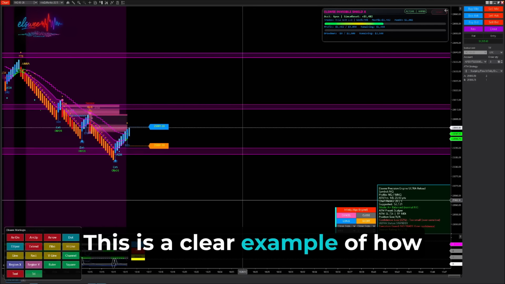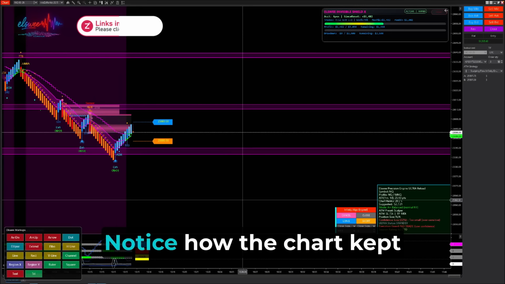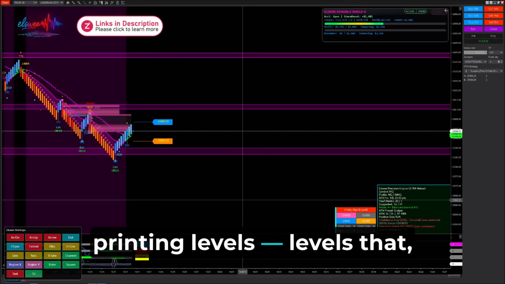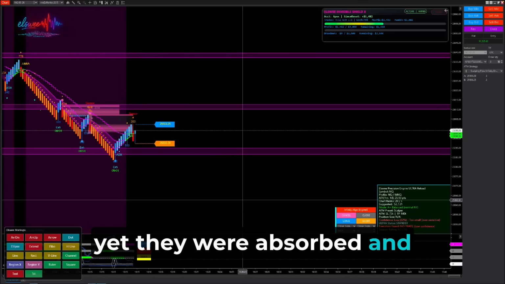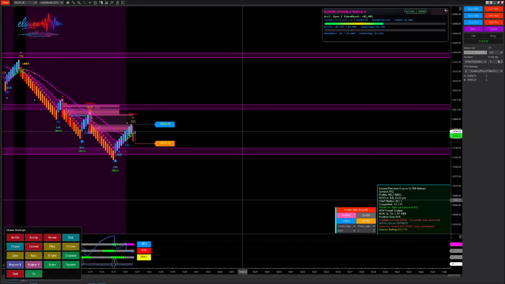This is a clear example of how challenging today's market was. Notice how the chart kept printing levels that, at least in my opinion, were significant. Yet they were absorbed and invalidated with remarkable ease.